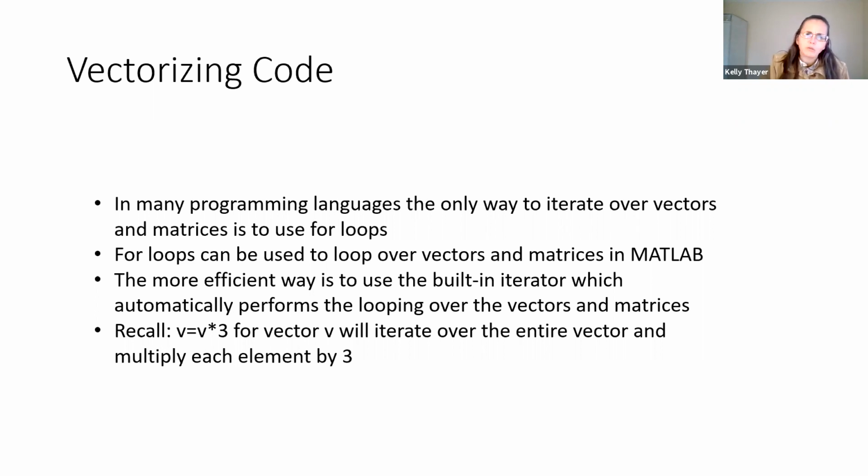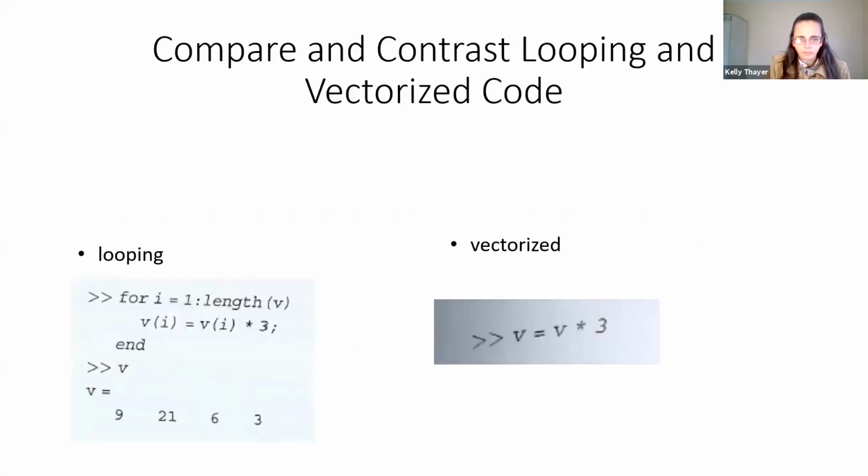So in many programming languages, the only way to iterate over vectors and matrices is to use a loop and explicitly loop over them. However, in MATLAB, that's not the case because it has that built-in vectorization. It's called a built-in iterator, which is going to automatically perform the looping over the vectors and matrices. So for example, recall v equals v times 3. That's going to be multiplying the vector, and it will iterate over the entire vector and multiply each element by 3 without having to explicitly write that out.